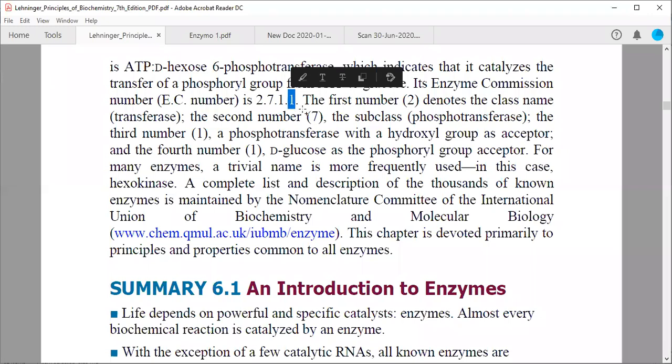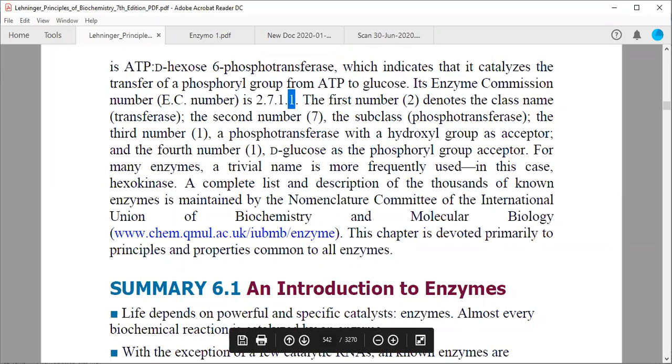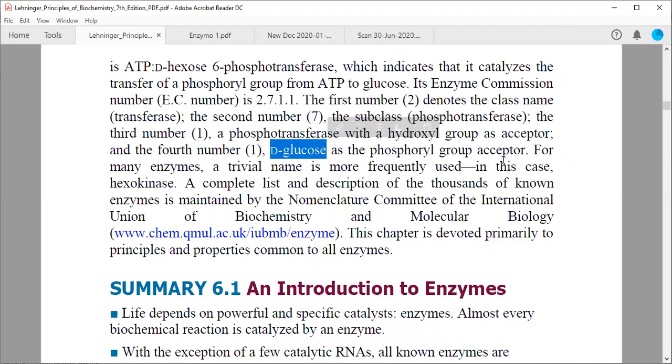If this is varying, it only means that the acceptor is different, and it is assigned in order of discovery. So this 2.7.1.1 is discovered first. Then scientists discovered 2.7.1.2. That is also a hexokinase. You can call it hexokinase, or you can call this particular enzyme glucokinase, because in this case this number denotes that D-glucose is the phosphoryl group acceptor, specifically glucose.